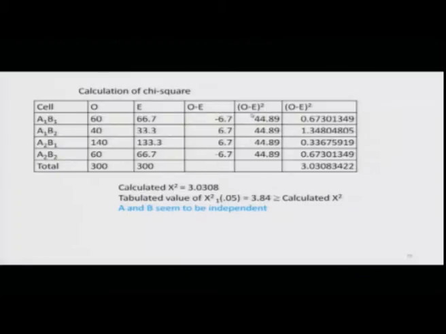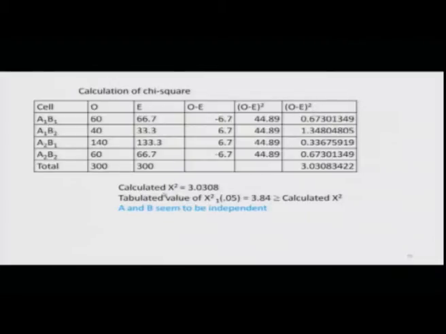So, we take O minus E square, and then O minus E square is divided by E. Here I should mention this is O minus E square divided by E. So, 44.89 divided by 66.7, this is what 0.6730 is. 1.34 is 44.89 divided by 33.3, like that. When you add them, you get 3.03. So, the calculated value of chi-square is 3.03.